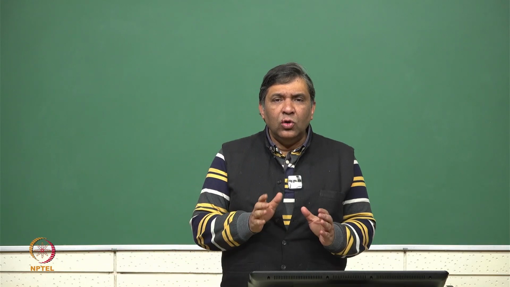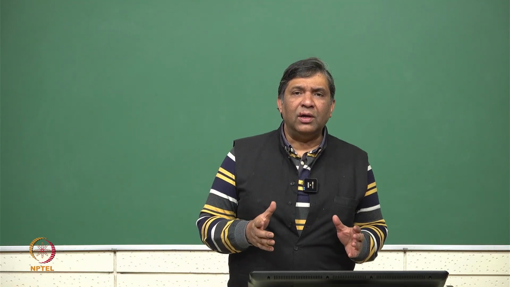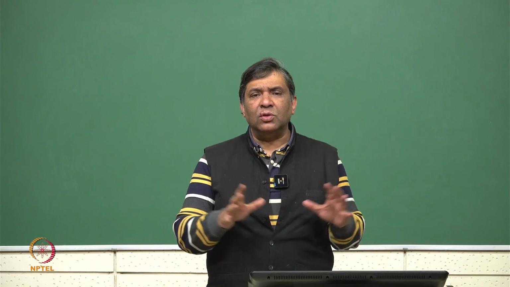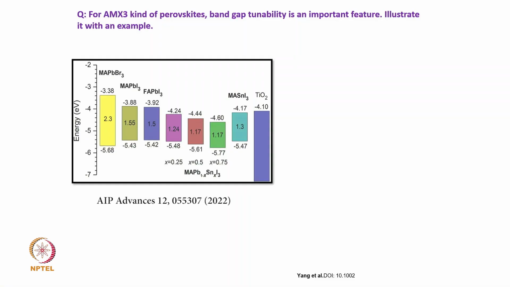So, now let us again look at this perovskite material. So, as I mentioned, that one can have a tunable band gap of perovskite material, and the question is for AMX3, this is the typical nomenclature of the perovskite material which are used in perovskite solar cell. The band gap tunability is an important feature. Illustrate it with an example. So, I have taken an example and this is an illustration.